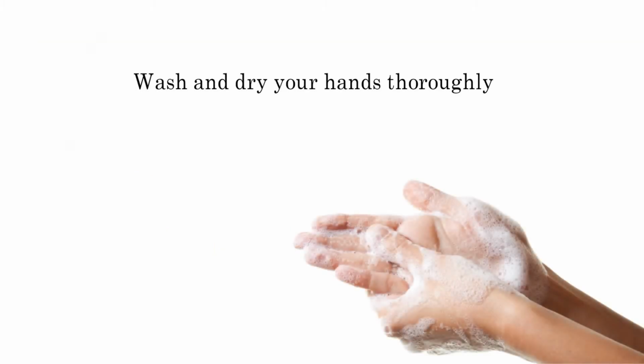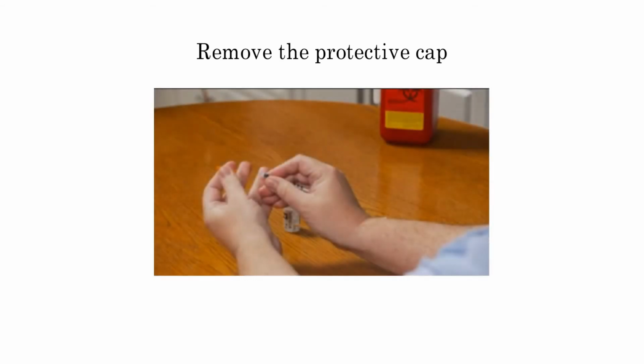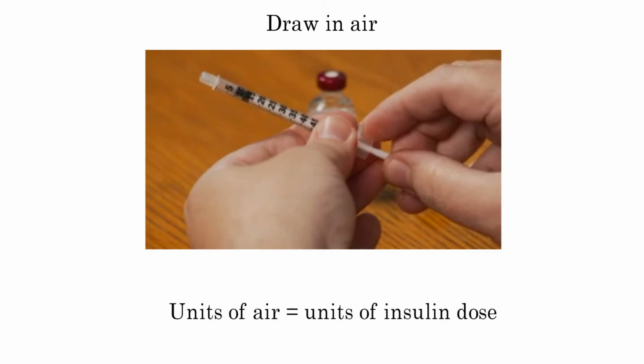Wash your hands thoroughly with soap and warm water. Be sure to wash the backs of your hands, between your fingers and under your fingernails. Remove the cap from the insulin vial and wipe the stopper on top with an alcohol swab. Remove the protective cap from the needle. Hold the syringe upright with the needle on top and pull the plunger down until the tip of the plunger reaches the measurement equal to the dose you plan to inject.